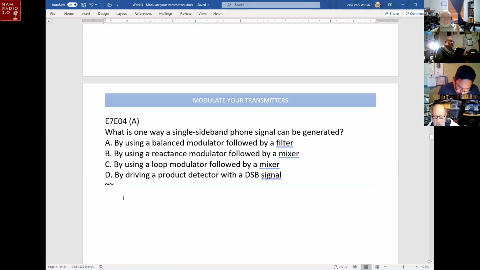70E04. What is one way a single sideband phone signal can be generated?